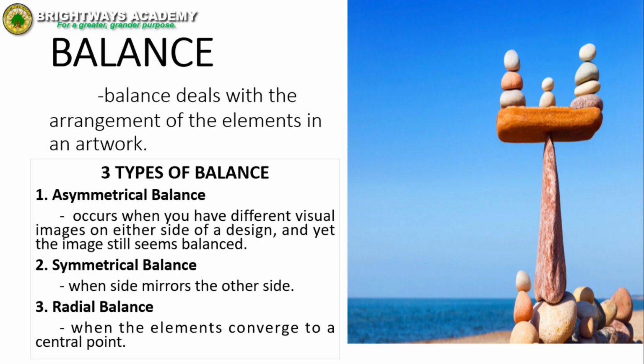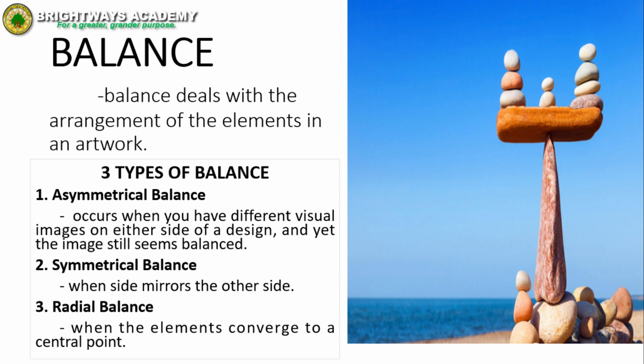We also have three types of balance: asymmetrical, symmetrical, and radial balance. The first one is asymmetrical balance. Asymmetrical balance occurs when you have different visual images on either side of a design and yet the image still seems balanced. The next one is symmetrical balance. Symmetrical balance is when one side mirrors the other side. What you see on one side is the same on the other side.